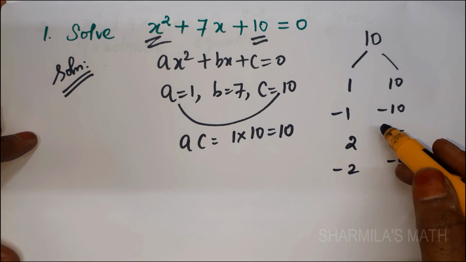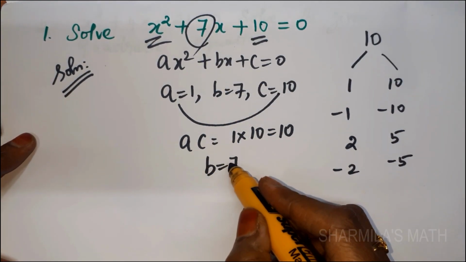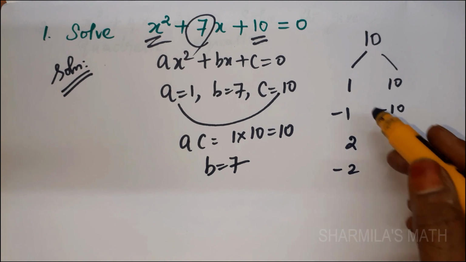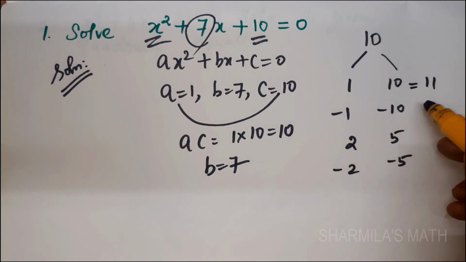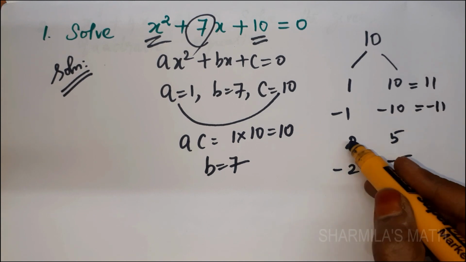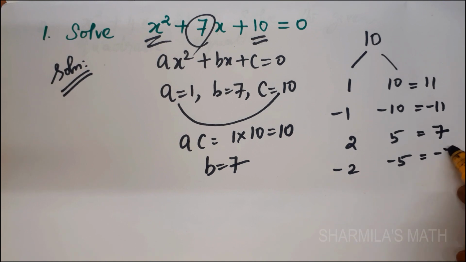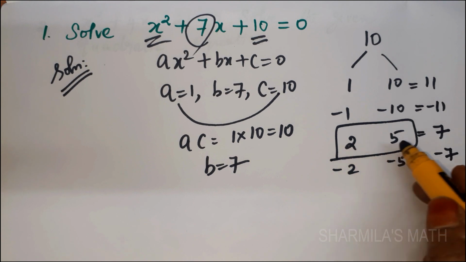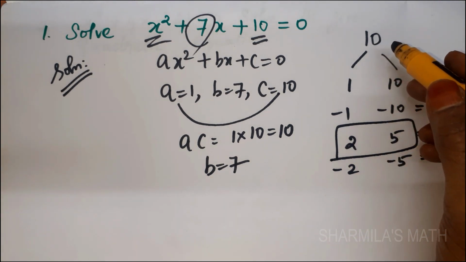After getting the possibilities, see the coefficient b. b is equal to 7. In which possibility, when we add the factors, are we getting 7? 1 plus 10 is 11. Minus 1 minus 10 is minus 11. 2 plus 5 is plus 7. Minus 2 minus 5 is minus 7. So which one can I take? This one. So 2 and 5 are the factors which I am taking for 10.